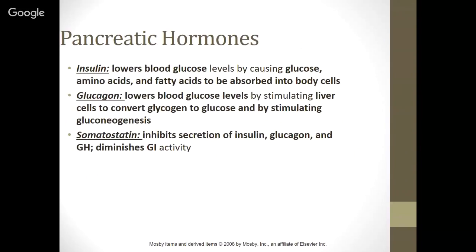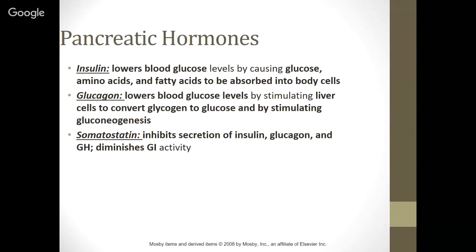So let's talk about the pancreatic hormones. Insulin, you should know what insulin does. It lowers blood glucose levels by causing glucose, amino acids, and fatty acids to be absorbed into the body's cells. Glucagon works on the liver: it stimulates liver cells to convert glycogen to glucose and stimulates gluconeogenesis, raising blood glucose levels.